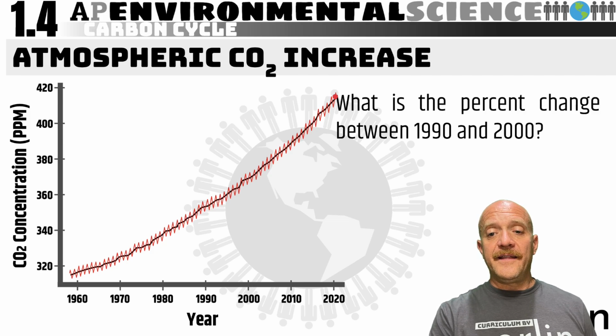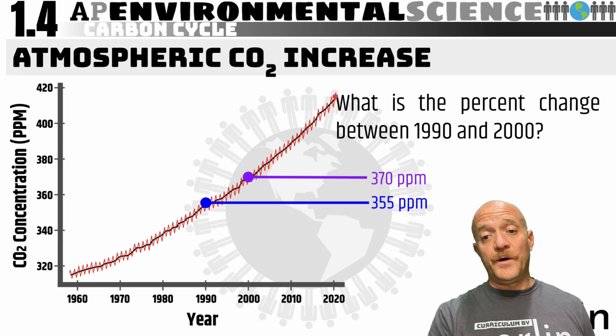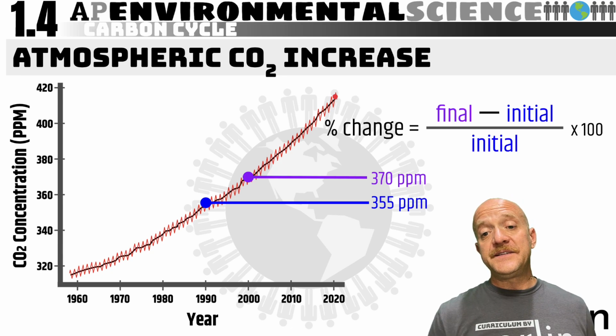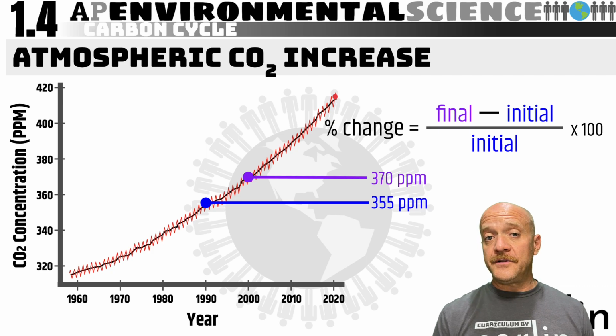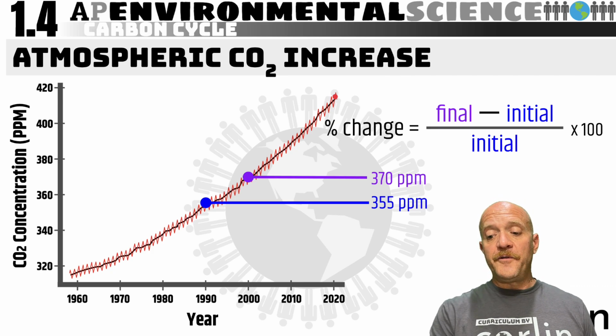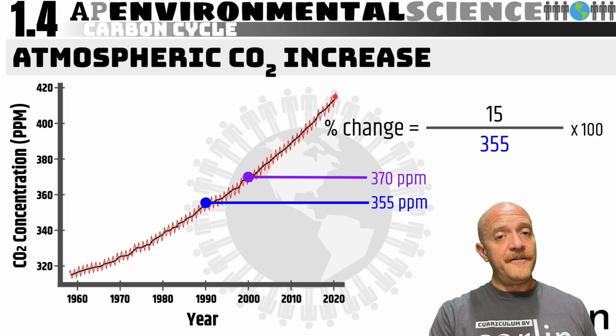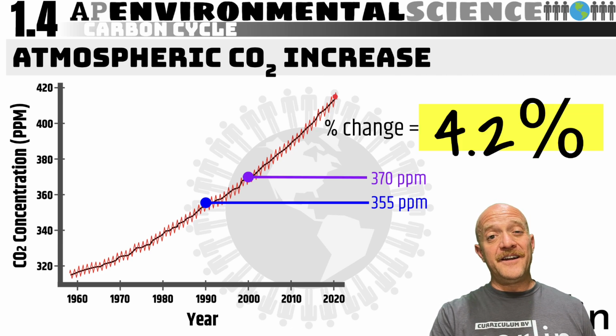Now you can calculate percent change. So between 1990 and 2000, what is the percent change? Remember, for a percent change, you need to use the final minus initial over initial times 100. So if we plug in our numbers, we have 370 minus 355 divided by 355. 15 over 355 times 100 is 4.2%.